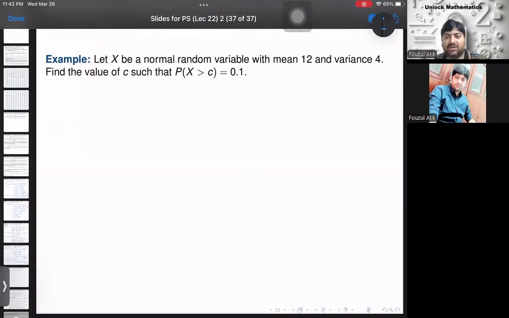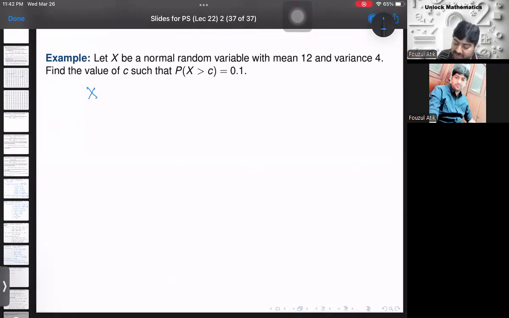So x is a normal random variable with mu is 12 and variance is 4. Variance means sigma square is 4, so sigma is 2. We have to convert this x into a standard normal one. So to convert it, z equals x minus mu by sigma, so x minus 12 by 2. Then it will become the standard normal one, whose mean is 0 and variance is 1.